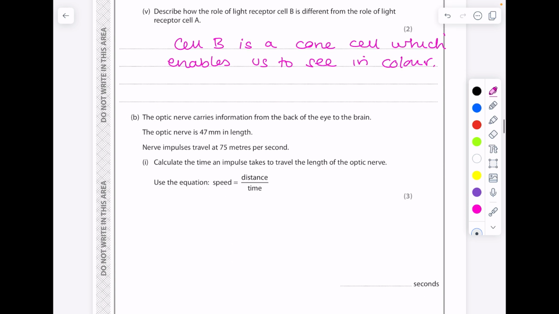The optic nerve carries information from the back of the eye to the brain. The optic nerve is 47 millimetres in length. The nerve impulses travel at 75 metres per second. Okay, we've got issues with units straight off. Calculate the time an impulse takes.